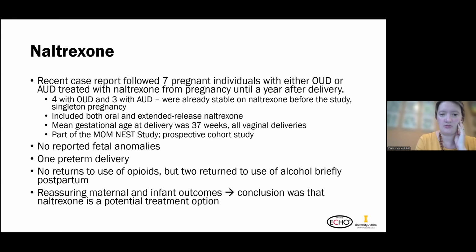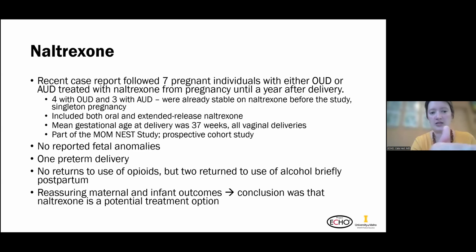So overall, this was a prospective cohort study, and they found some reassuring things overall. The mean gestational age at delivery was about 37 weeks, and they were all vaginal deliveries. There were no reported fetal anomalies. There was one preterm delivery, and there were some neonatal complications and NICU stays that they think related more specifically to the fact that the child was born preterm rather than exposure to naltrexone. So keep that in mind.